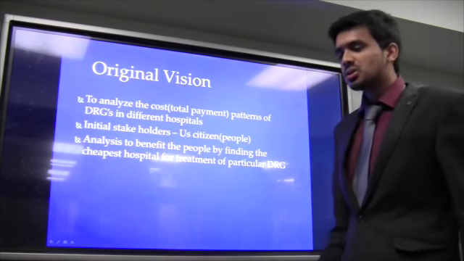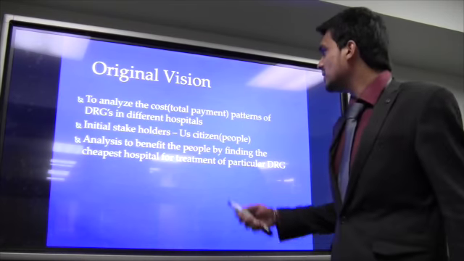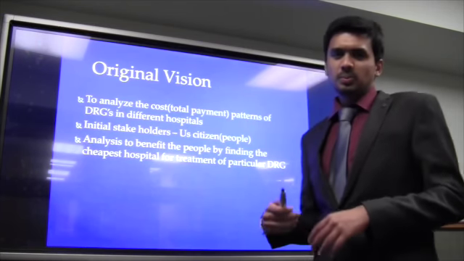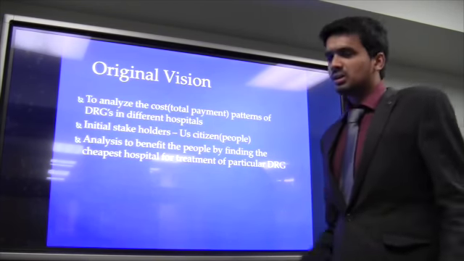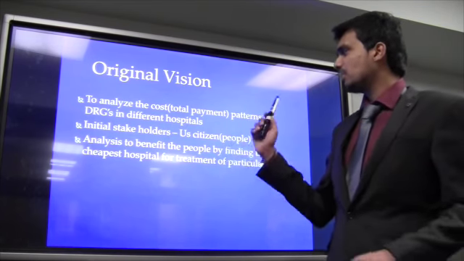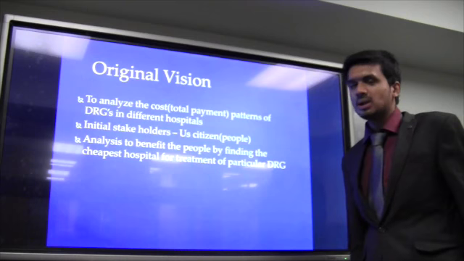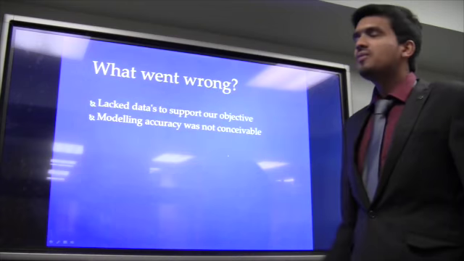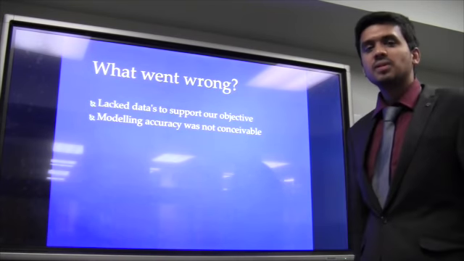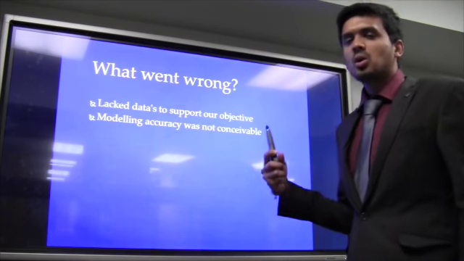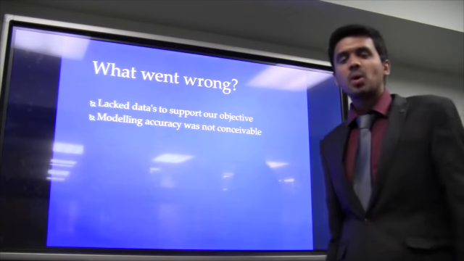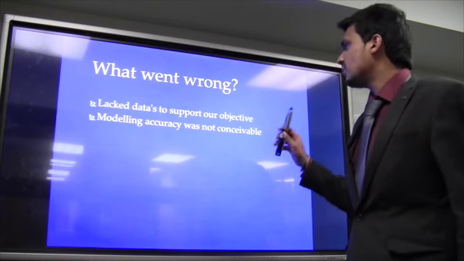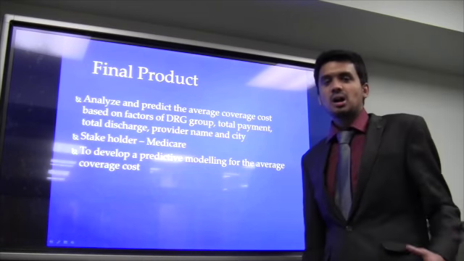And our original vision of the project was to analyze the cost patterns of the DRG in different hospitals, keeping the stakeholders as the US citizens. Our initial objective was to benefit the people by finding the cheapest hospital for the treatment of a particular DRG. But halfway through the project, we realized that there is no significant data to support our objective. And also from the modeling, when we started developing the modeling techniques, we found out the modeling accuracy was not acceptable. So we had to change to a realistic objective.